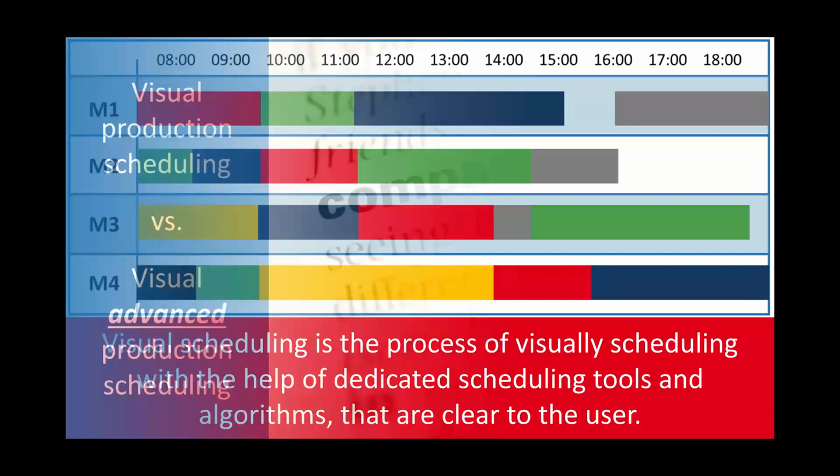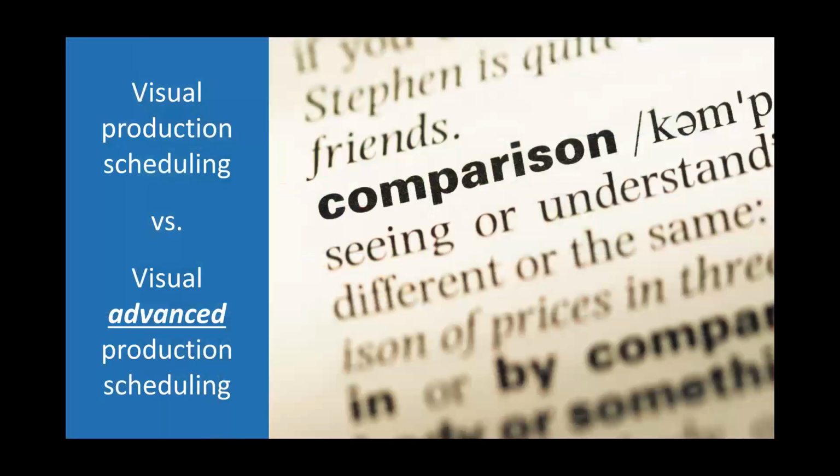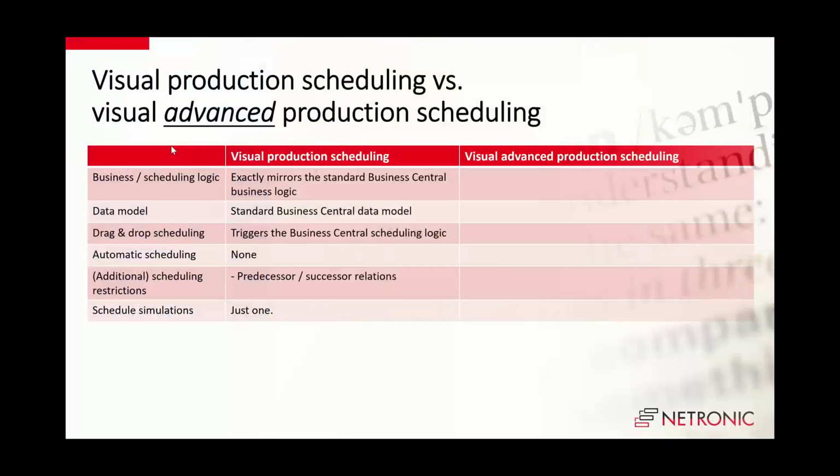And with this definition, we can now do the comparison: what is visual production scheduling and what is visual advanced production scheduling. Let me start with visual production scheduling first. I will compare the two with a few, really very few, characteristics.